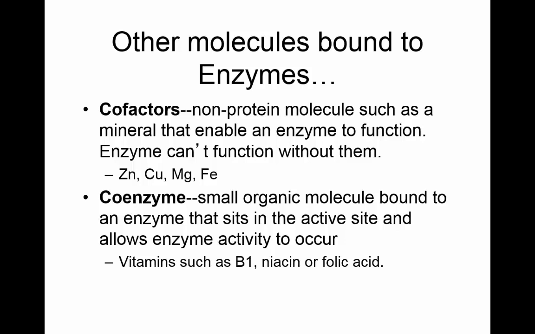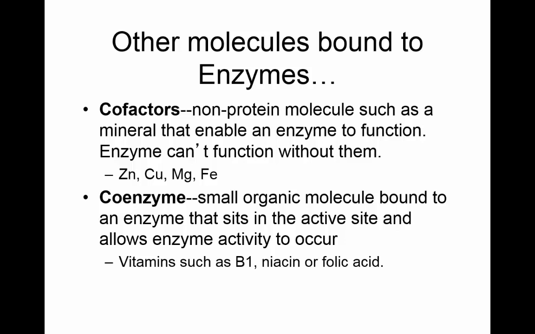Coenzymes, on the other hand, are organic molecules, and these are generally vitamins, but they can also be other small organic molecules. And they're bound to an enzyme, and oftentimes they sit in the active site. And when they sit in the active site, they complete the active site. So you can think of a coenzyme as a missing piece that makes the active site the active site. It makes it the right shape, it makes it the right size, it makes the substrate able to bind, whereas without the coenzyme, the substrate often isn't able to bind.